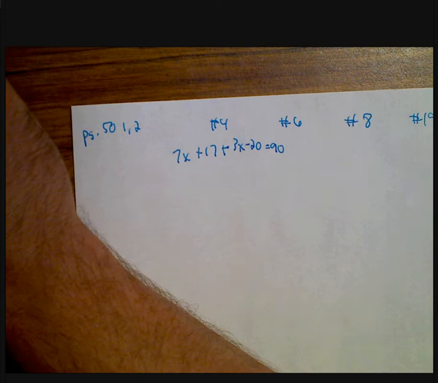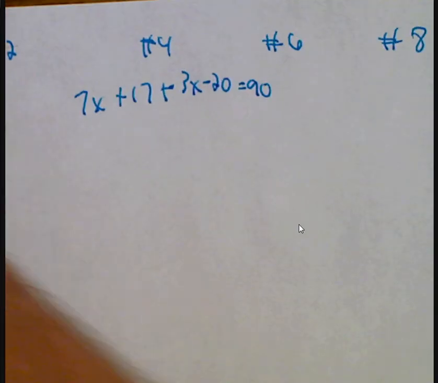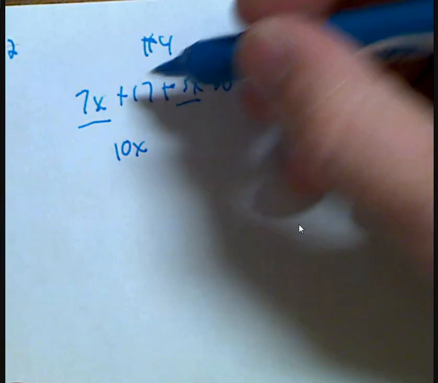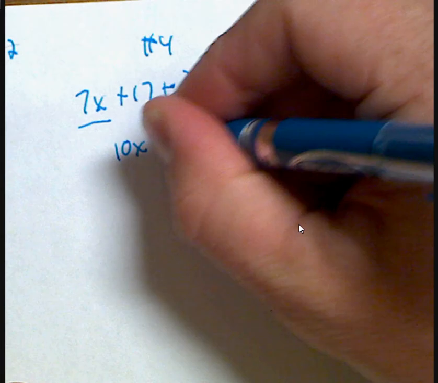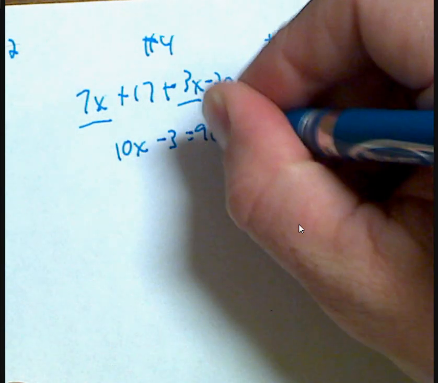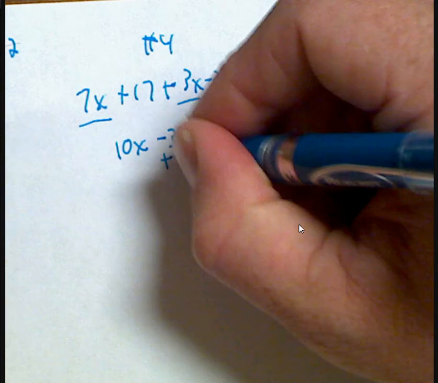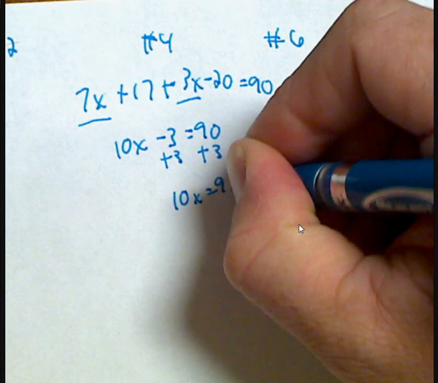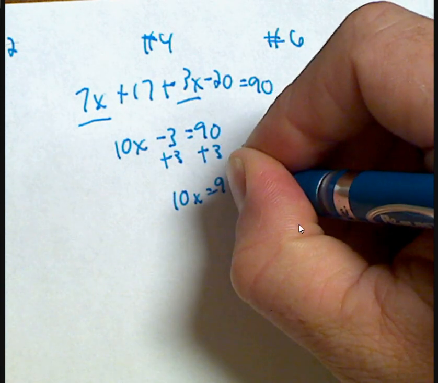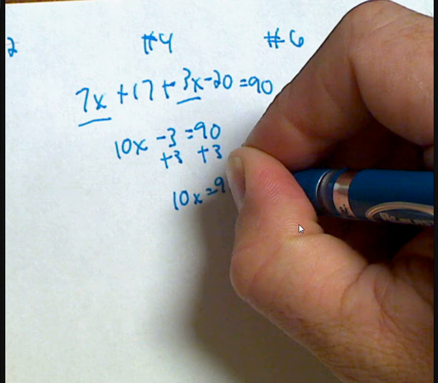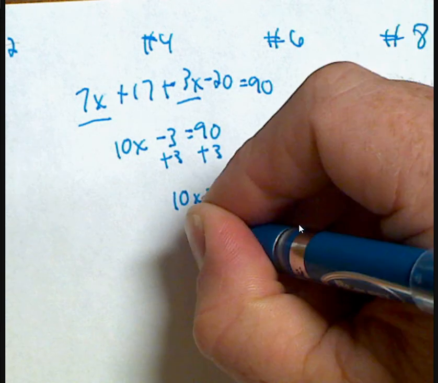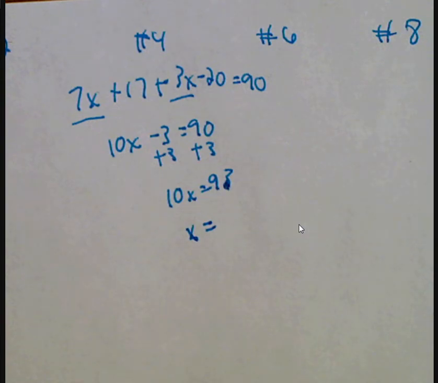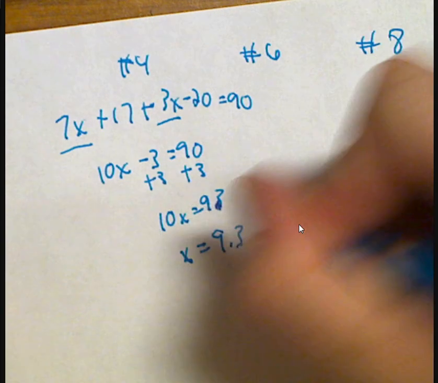That's what complementary means. So I'm going to combine 7 and 3, which is 10. 17 minus 20 gives me negative 3. So I'm going to add 3 to both sides. I get 10x equals 93. So if I were to solve this, I would divide by 10 and get x equals 9.3.